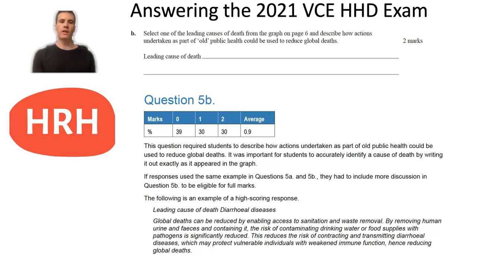You can see that I mentioned in the examiner's report also that students should refer to their cause of death exactly as it was referred to on the graph, so there was no misunderstanding regarding what leading cause of death you were choosing.